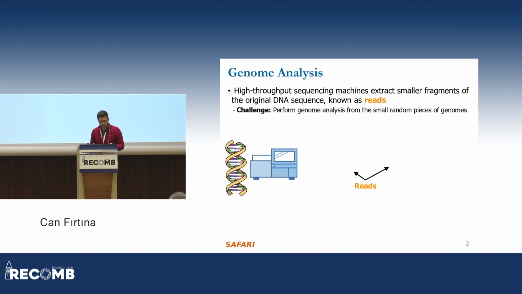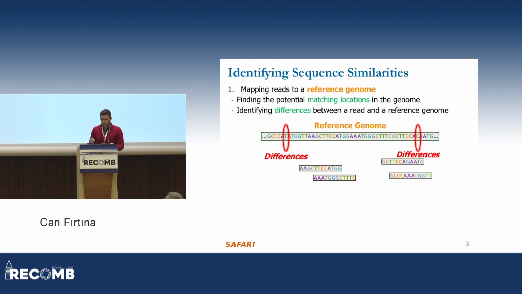So in genome analysis, high-throughput sequencing machines, as we all know, extract smaller fragments of original DNA sequences known as reads. So the challenge is actually to perform genome analysis from the small random pieces of the genomes. We commonly use these reads to identify genomic sequences or their similarities in two ways. We can map the reads to a reference genome to find the potential matching locations in the genome.